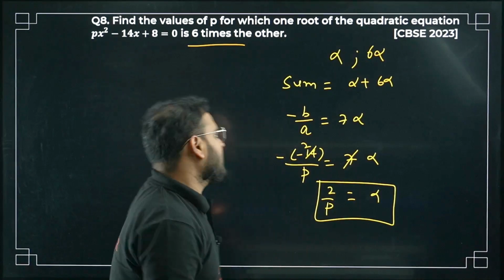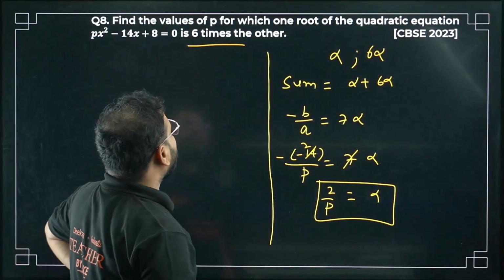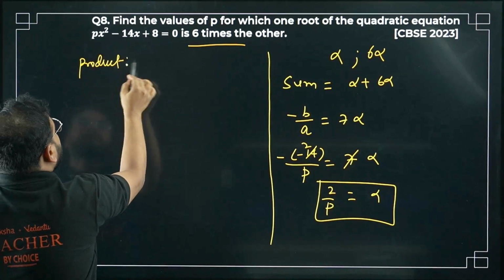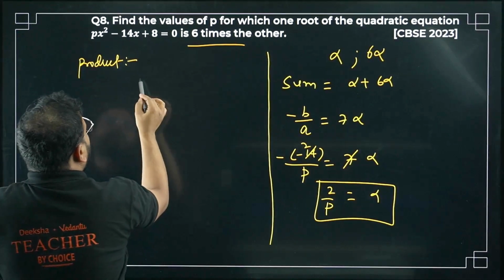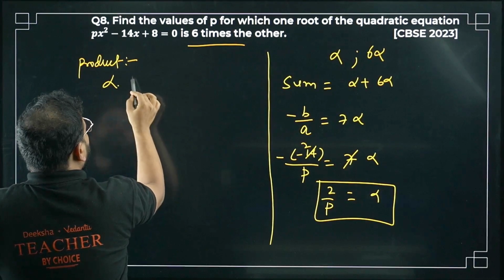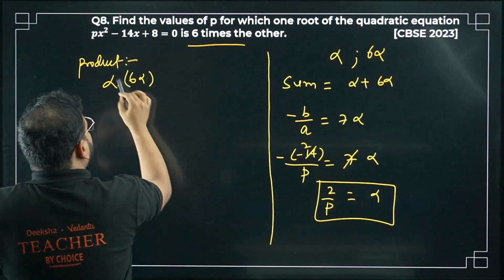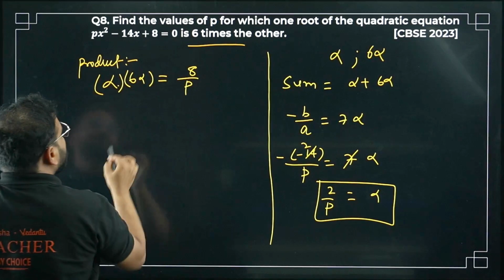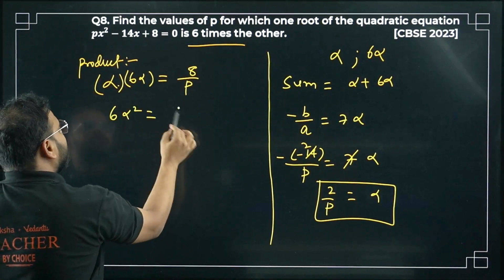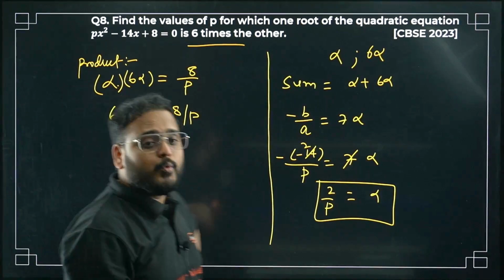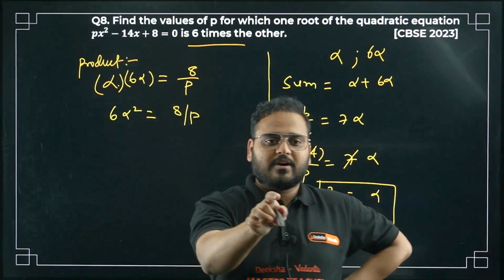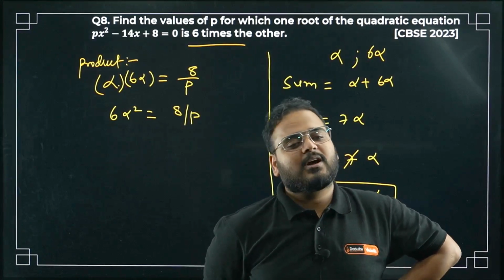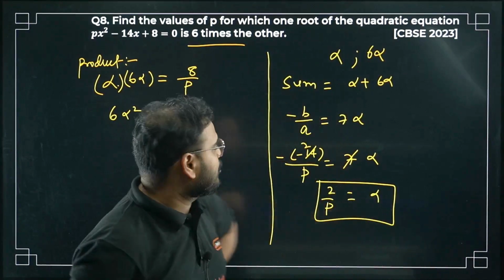Agreed? Moving on, the product we can apply the same way. Product is alpha into 6 alpha, which equals c by a, so 8 by p. That is 6 alpha square equals 8 by p. Now what can we do? Try from your side: pause the video right now and solve it and give me the answer. I'll tell you, the p value should come as 3.